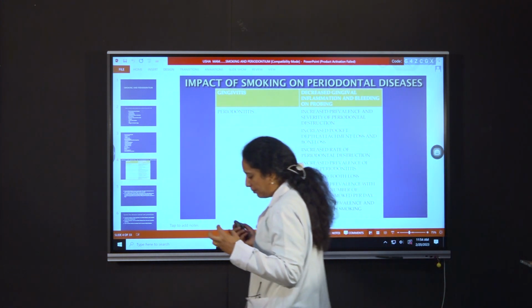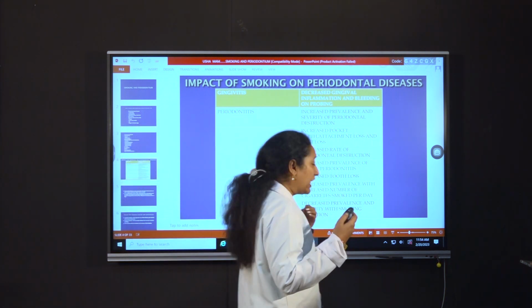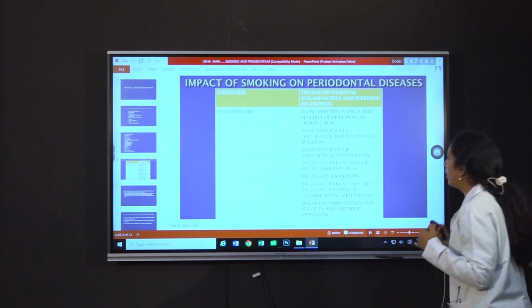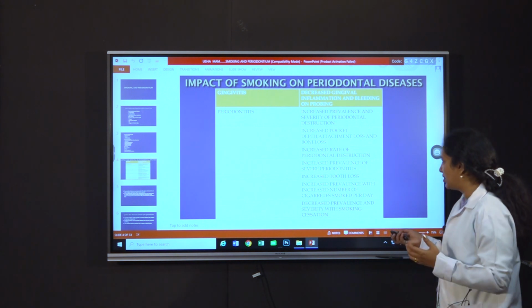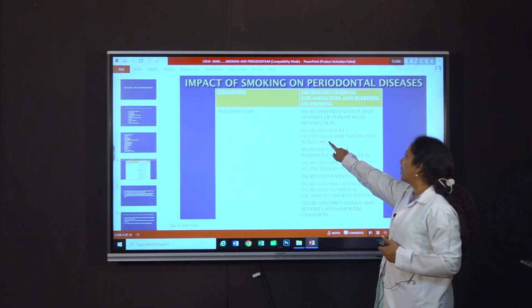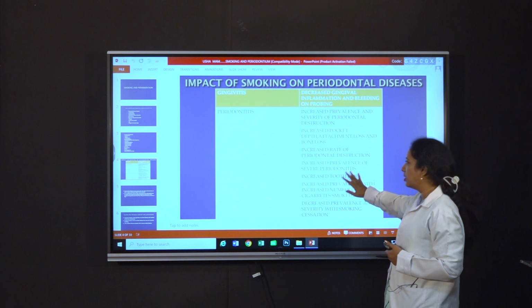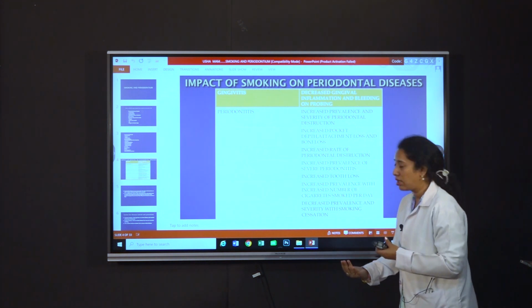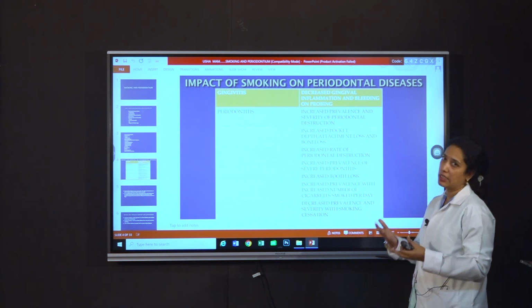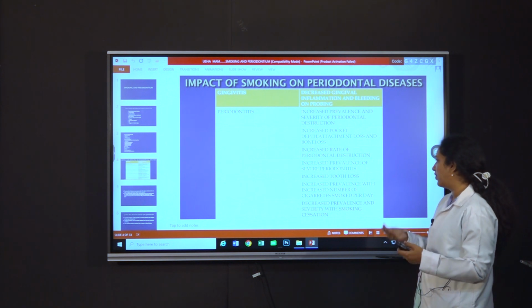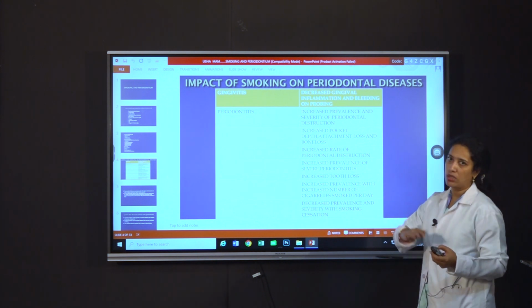What happens if smoking impacts the periodontium? When it comes to gingivitis, there is decreased gingival inflammation and bleeding on probing. When it comes to periodontitis, there is increased prevalence and severity of periodontal destruction, increased pocket depth, attachment loss and bone loss, increased rate of periodontal destruction, increased tooth loss, as well as increased prevalence with increased number of cigarettes smoked per day, and decreased prevalence and severity with smoking cessation. As understood, when you reduce the smoking, the amount of disease progression would subside.